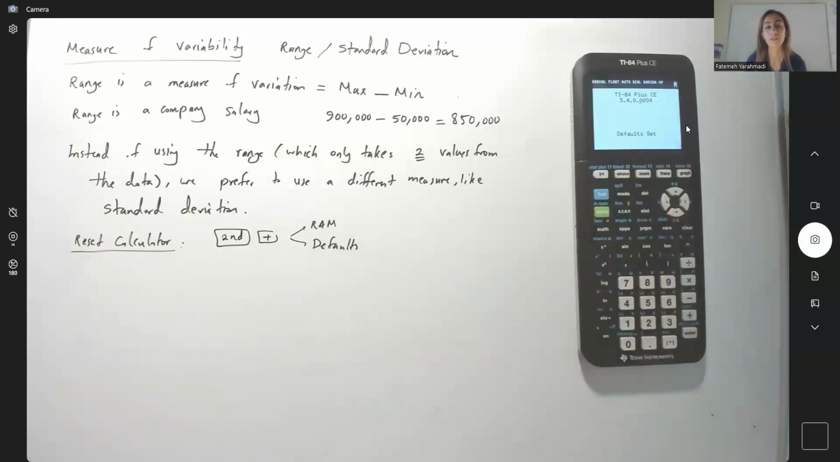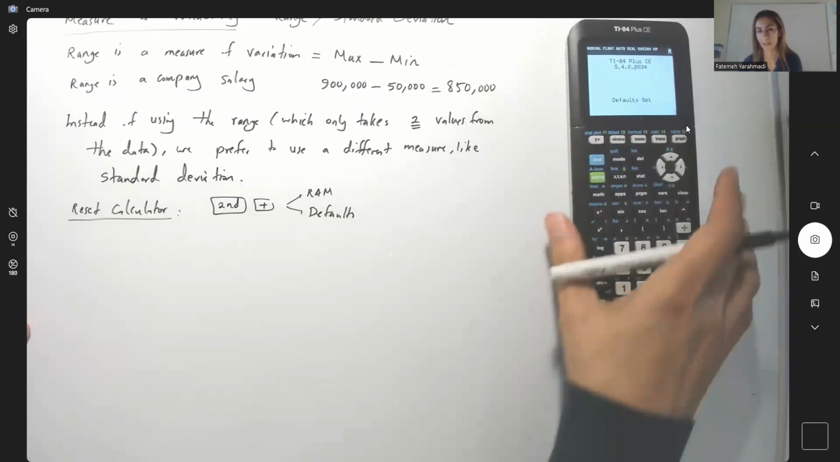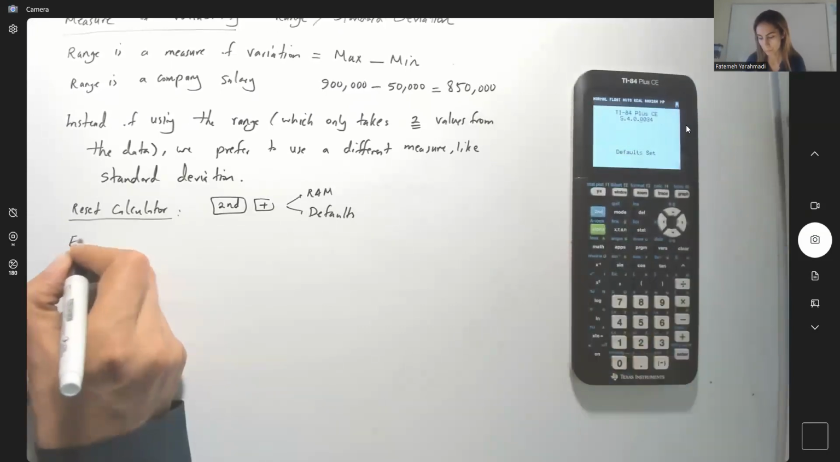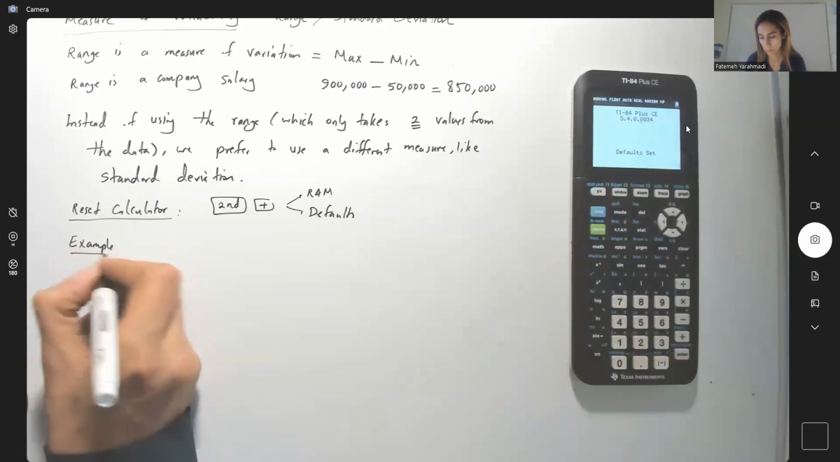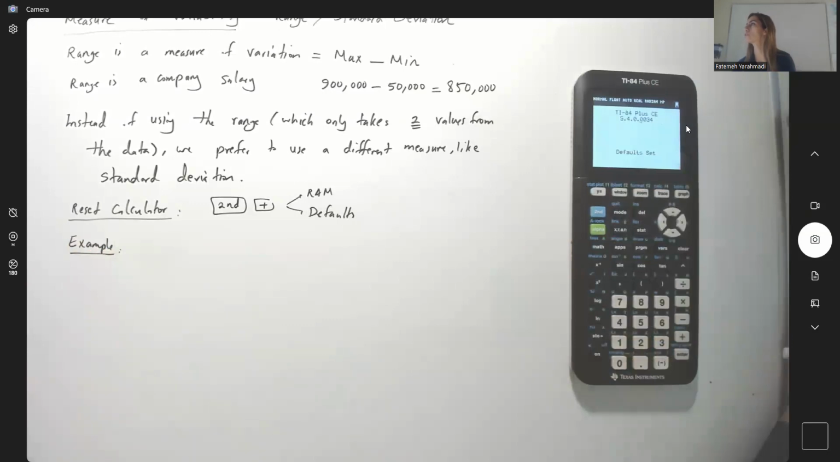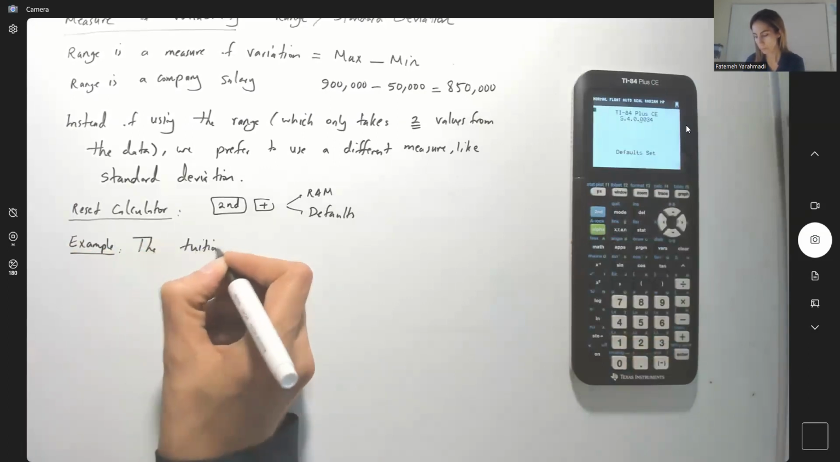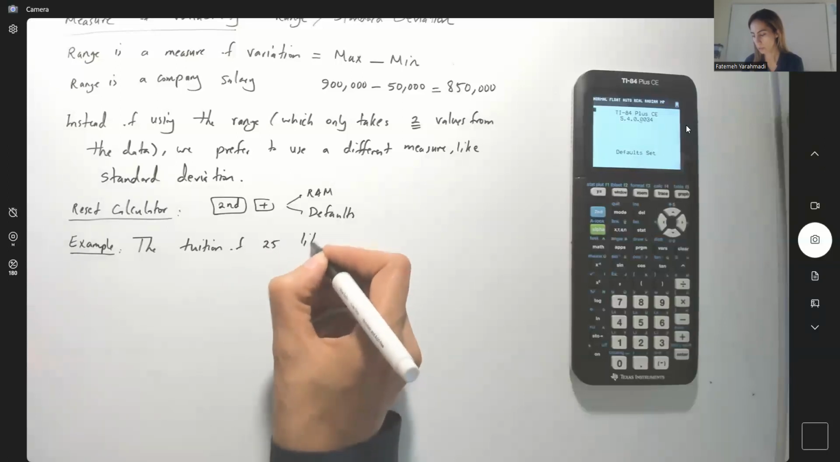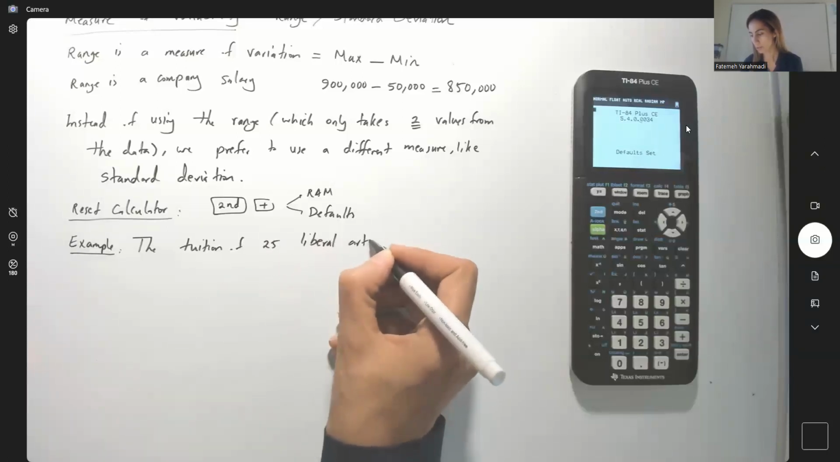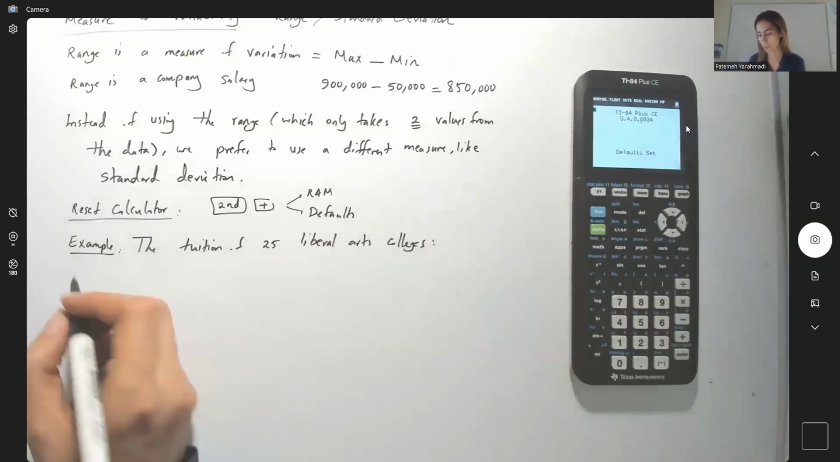You need to enter new data in L1, L2, L3, or so on. So let's take a look at our lecture note and go over one example. In this example, I gave you information about the tuition for 25 liberal arts colleges. The tuitions of 25 liberal arts colleges are given as follows.